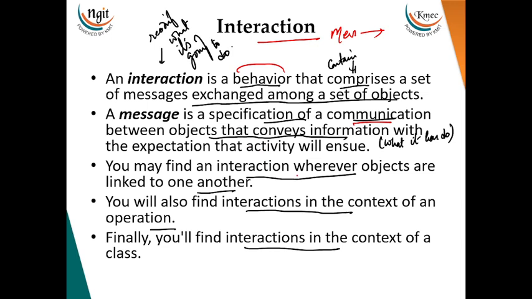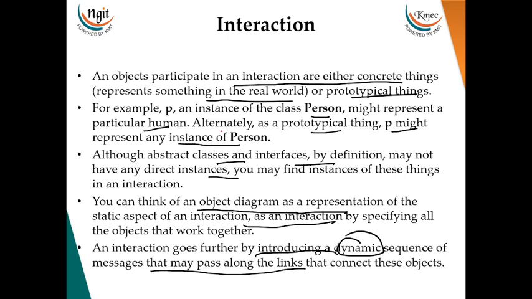You may find interaction where an object is linked to another. If there is a link between the objects, then a message should be written on it. And finally, you will find interaction in the context of the class also. If the objects participating in an interaction are creating things in the real world or in a prototype, the meaning of that interaction comes into existence when we are creating a thing or a prototype.